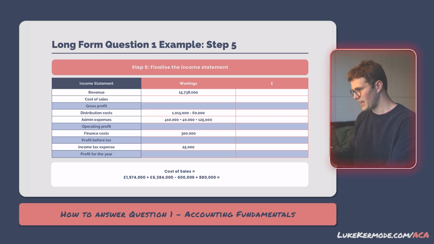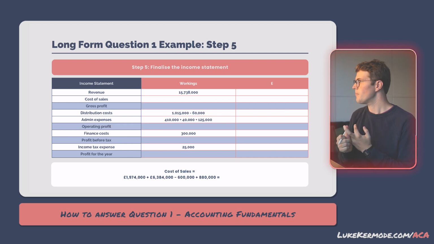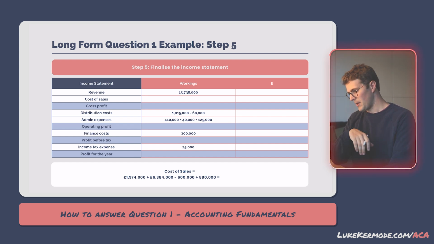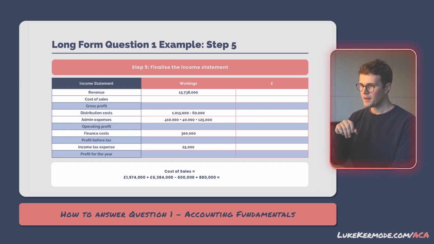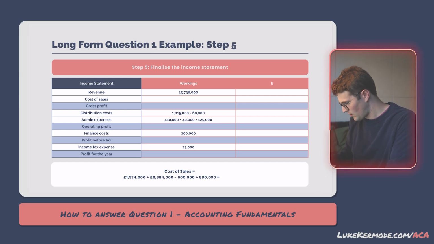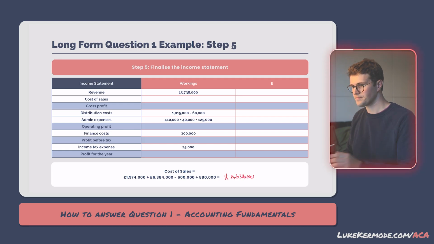So let's first actually begin by finalising our cost of sales calculation, which we have at the bottom of the slide. We take opening inventory of 1.974 million, we add purchases of 6.384 million, we deduct closing inventory of 600,000, and we add on depreciation of plant and machinery of 880,000. So that gives us cost of sales of 8,638,000.